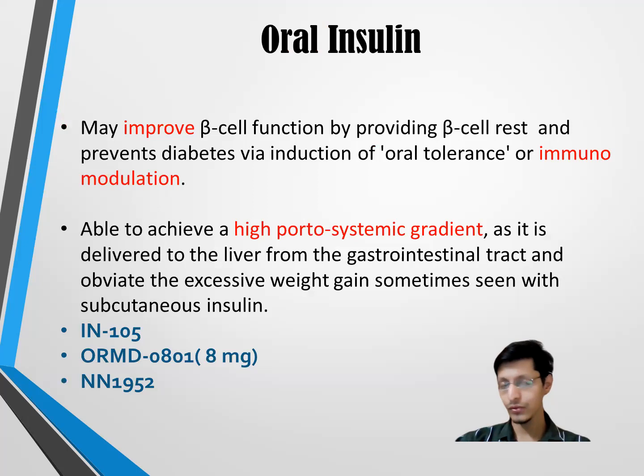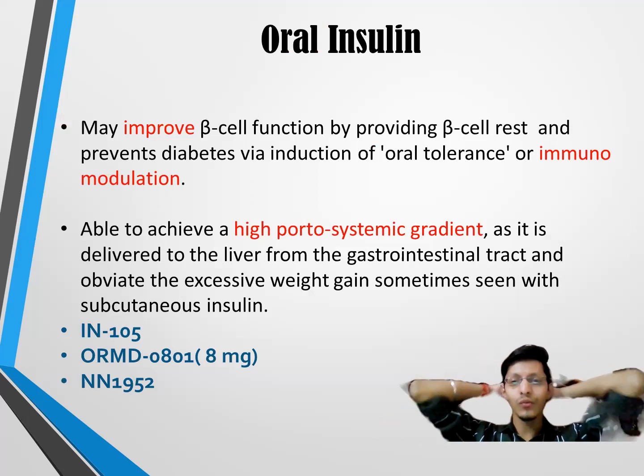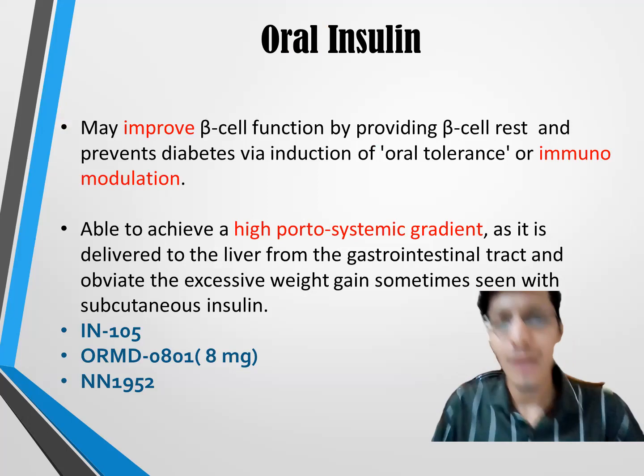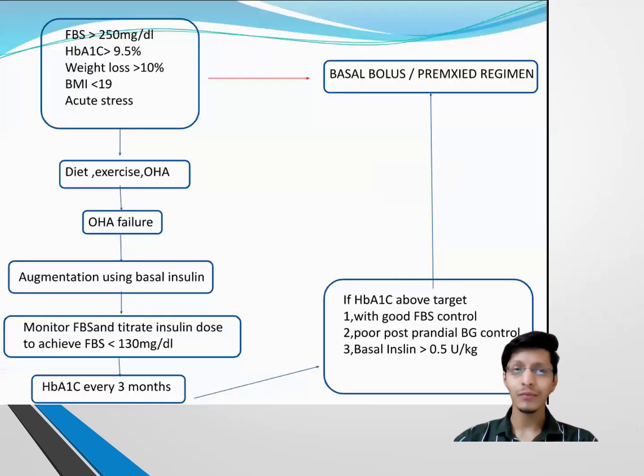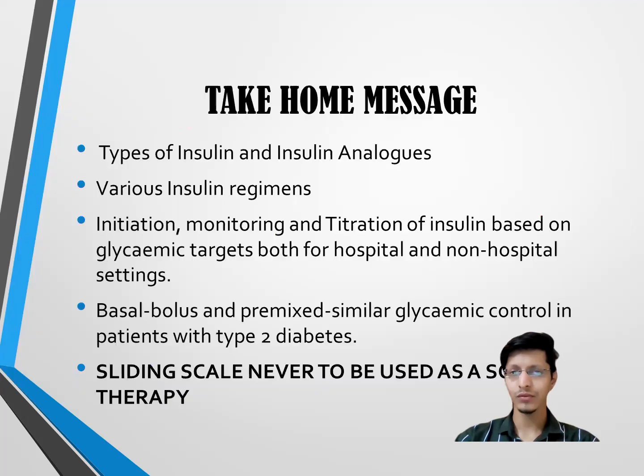Now, let's discuss the future. What is going to come in the future is oral insulin or a once-a-week insulin, and it will be a breakthrough in history because the patient's subcutaneous injection pain will end. So this is a chart and how it is given. If FPS is more than 250, HbA1c is more than 9.5, weight loss is more than 10%, put the patient on diet, exercise, and OHA. If OHA fails, put the patient on basal insulin and check the HbA1c every 3 months. If the patient still doesn't improve, put the patient on a basal bolus regimen.